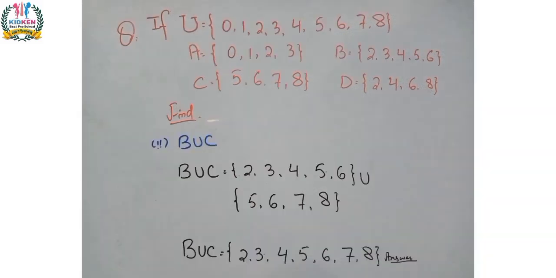Next part of this question, B union C. So B has value 2, 3, 4, 5 and 6 and C has value 5, 6, 7 and 8. So B union C has value 2, 3, 4, 5, 6, 7 and 8.